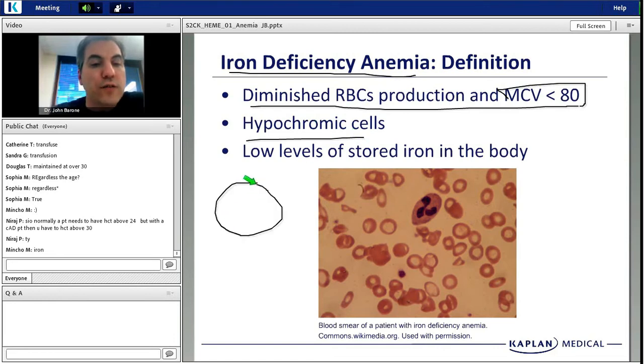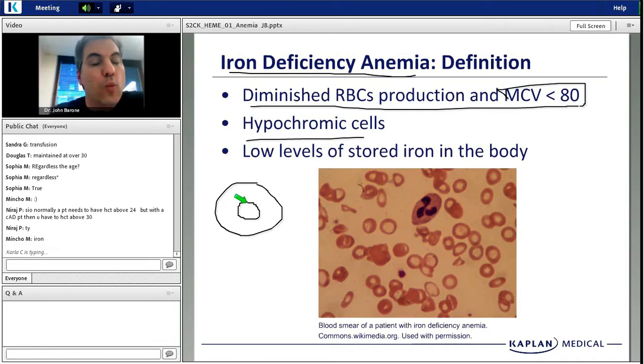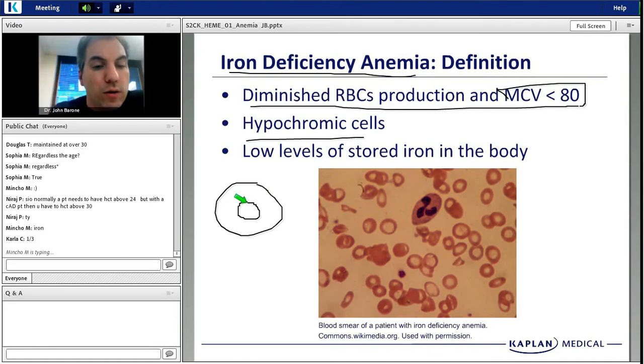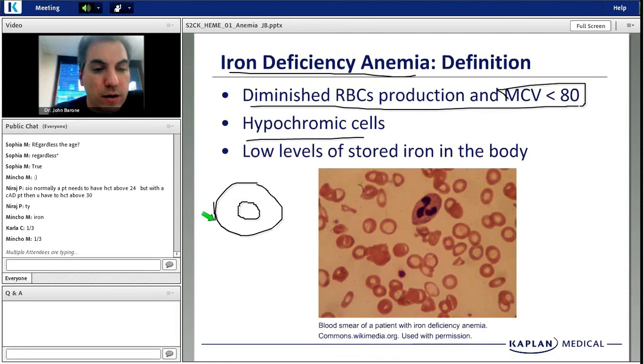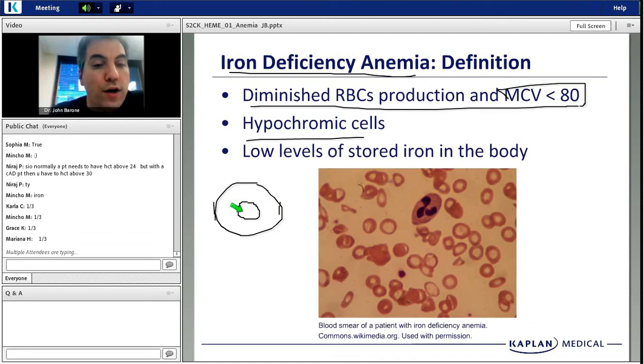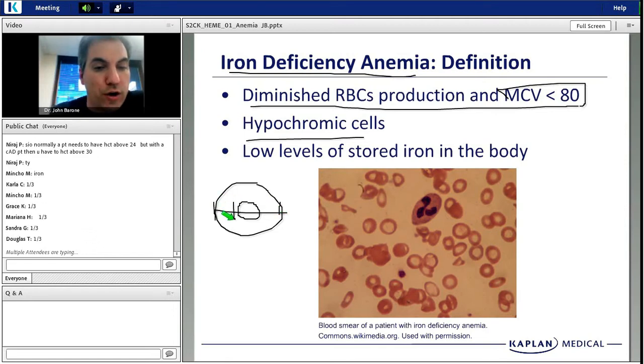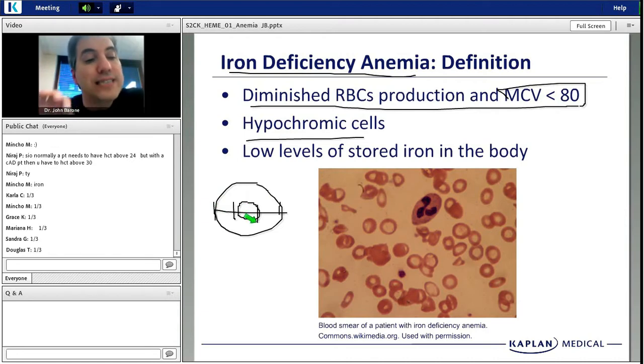All right, now here's a red cell. What percentage of the red cell should be pale because it's a biconcave disc? What percentage? Well, if you go from here to here, that's the diameter, 1/3 should be pale. See that? About 1/3 of the diameter should be pale. That's normocytic.